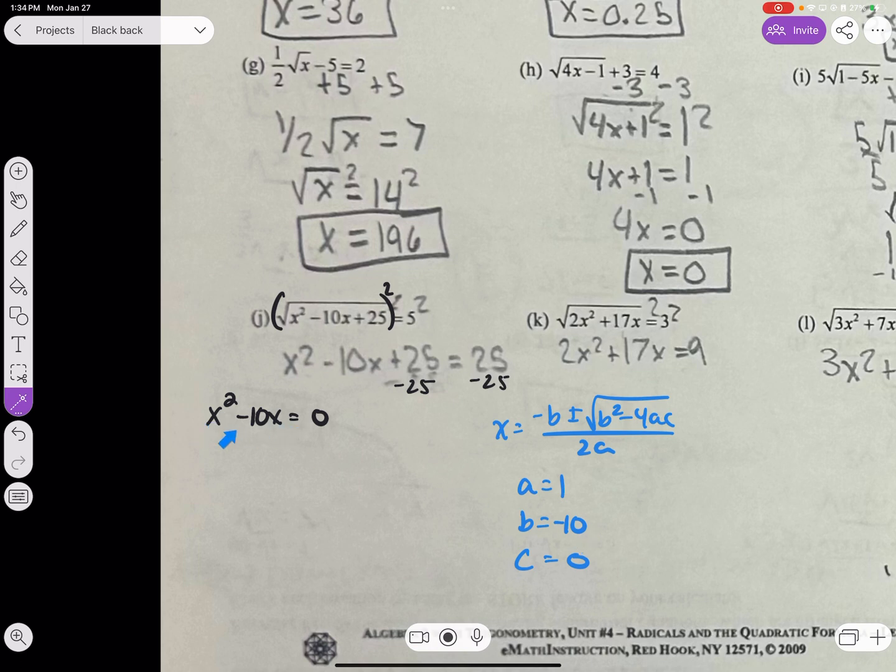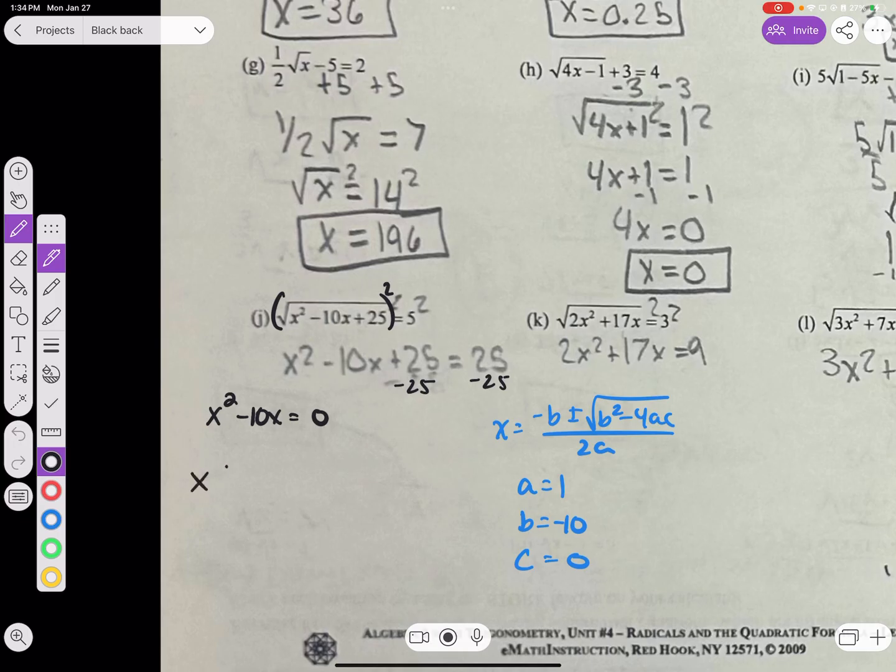But I would rather approach it with factoring and say, hey, does it have a GCF? And I can see an x. This one has x squared. This one has 1x in it. So I'd take out an x, leaving me x minus 10. And then I could solve that. I set each factor equal to 0. I get 2 answers. I get x is 0 or x is 10.